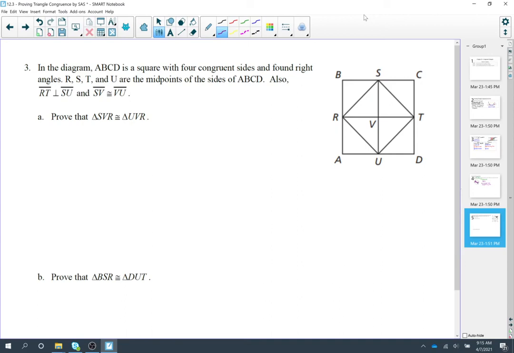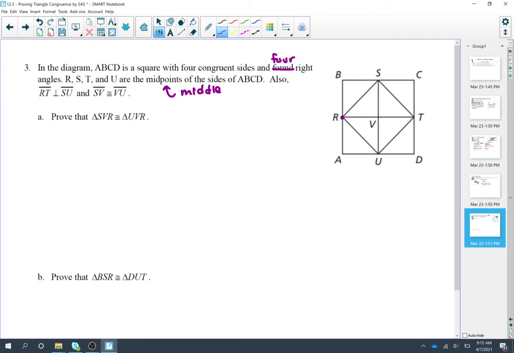Example 3. In the diagram, ABCD is a square with 4 congruent sides and 4, that's a typo, right angles. R, S, T, and U are the midpoints of the sides of ABCD. Now, midpoint we may or may not know. It means the point in the middle, which means it's going to be cutting it in half.